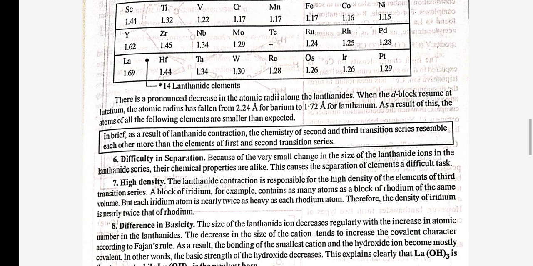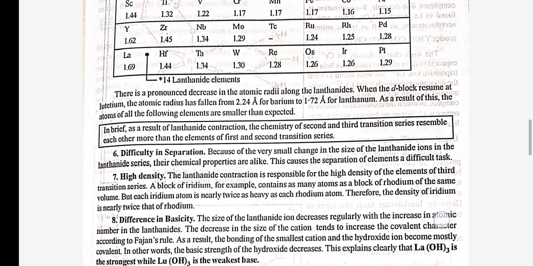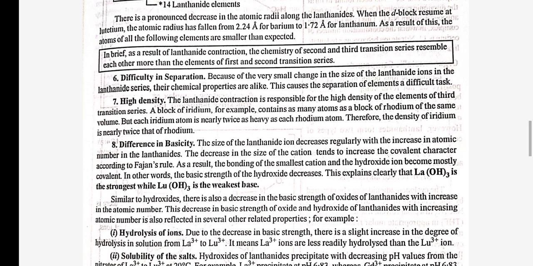Difficulty in separation. Because of the very small change in the size of lanthanide ions in the lanthanide series, their chemical properties are alike. This makes the separation of the elements a difficult task.